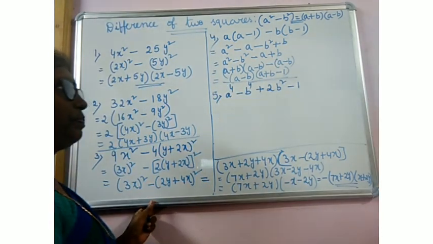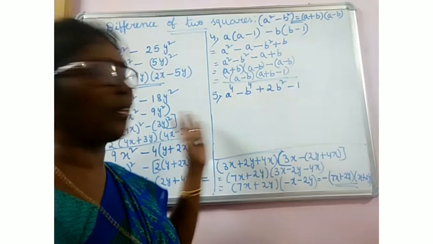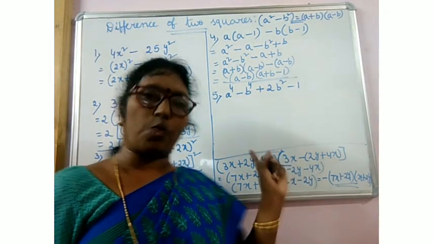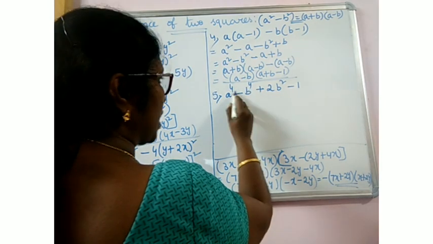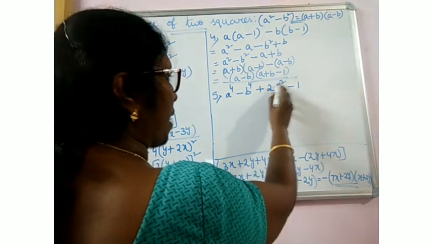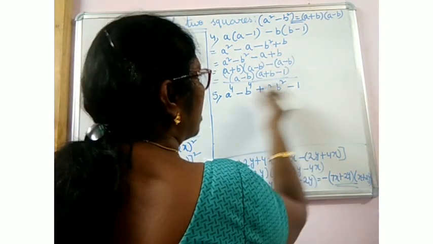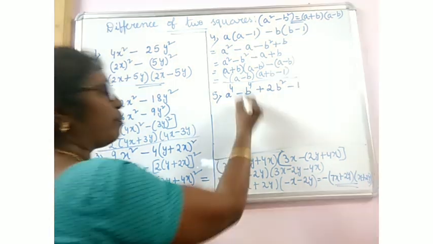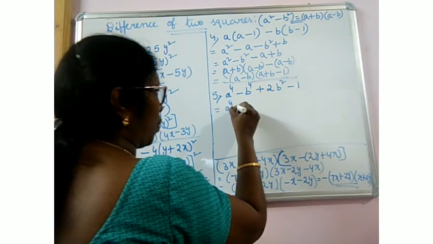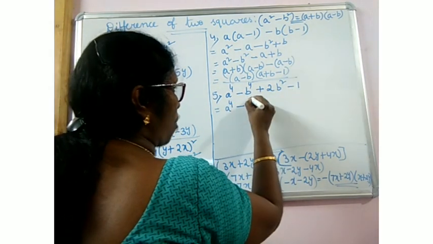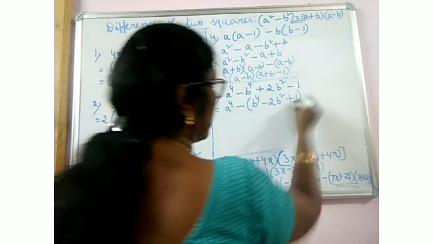Okay. Now the next question, question 5. I am explaining a few more different varieties, so please go through it well. You see here, a to the power 4 minus b to the power 4 plus 2b square minus 1. When we look at this, it seems like b square minus 1 whole square. B to the power 4, b square, 1. What is that you see? A to the power 4 minus, I am taking minus common in all these: b to the power 4 minus 2b square plus 1.